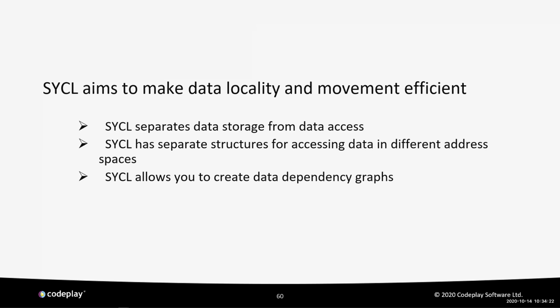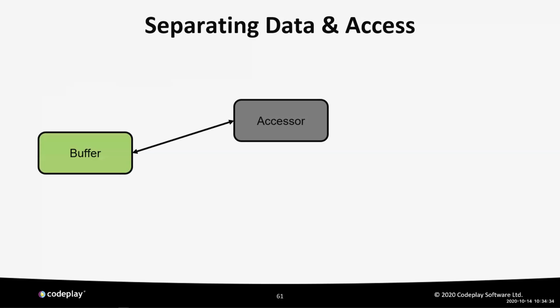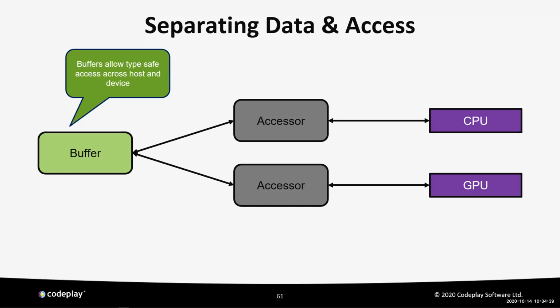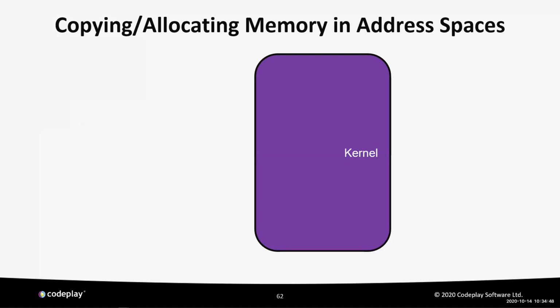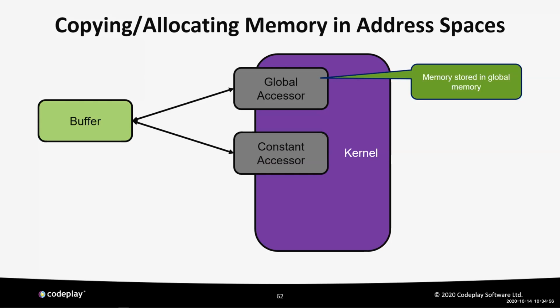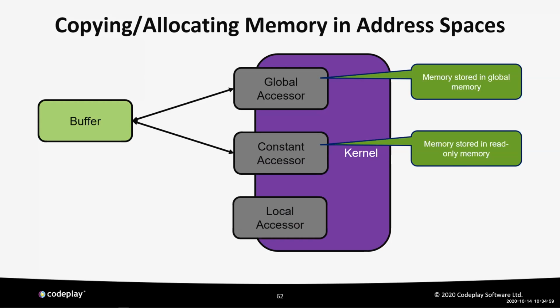SYCL has separate structures for accessing data in different address spaces, and it allows you to create data dependency graphs from that. Okay, so when you separate data access, you can create a buffer which has an accessor for a CPU, another accessor for a GPU, and the buffer basically allows type-safe access across host and device. The accessors are used to detect dependencies. So let's say you're copying or allocating memory in some address space. There's a global accessor for memory stored in global memory. There might be a constant accessor for memory stored in read-only memory. There might be a local accessor for memory stored in group memory.